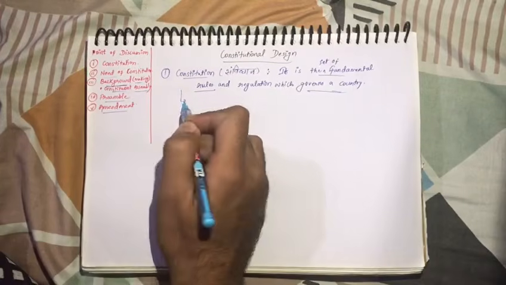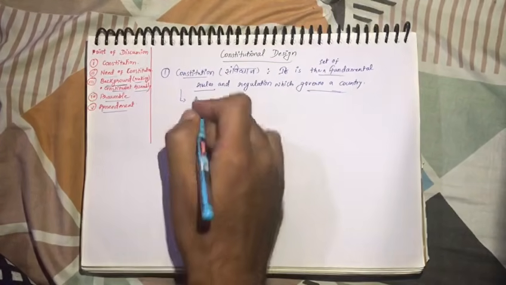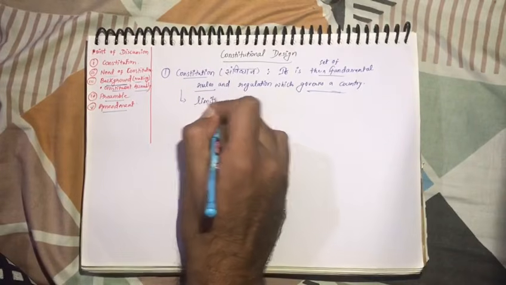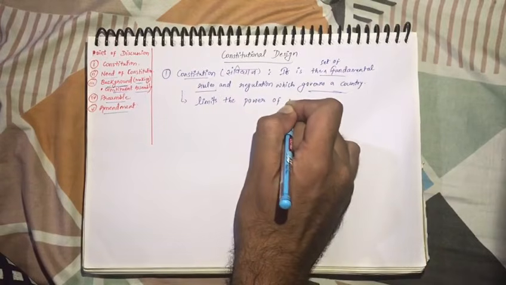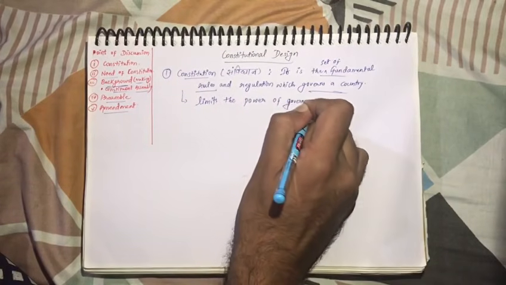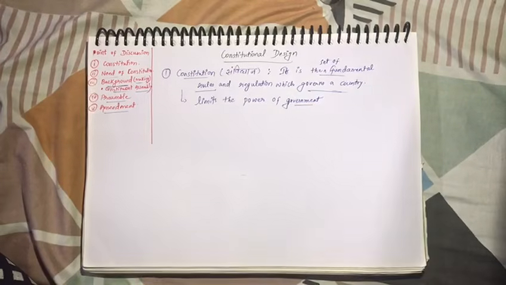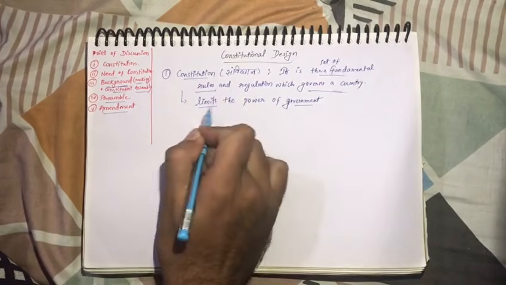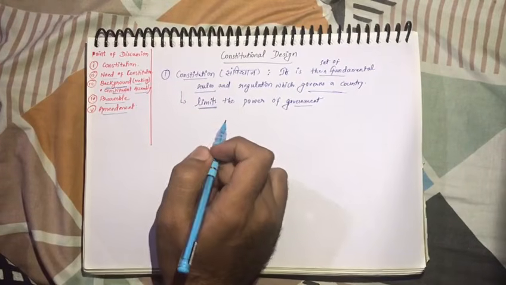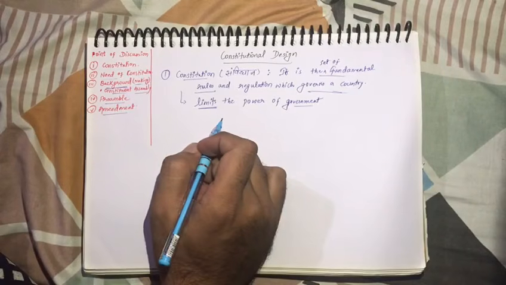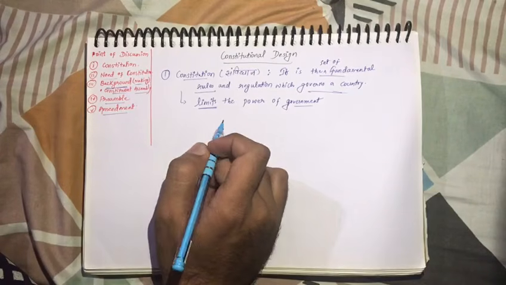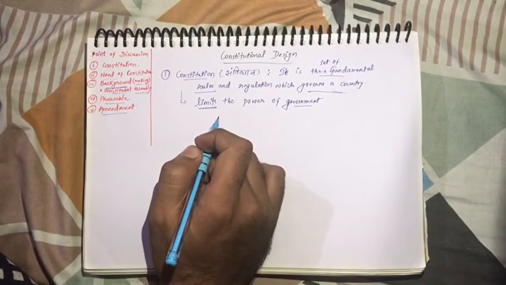The very important role that the constitution plays is that it limits the power of the government. What does it mean? Look, the government has all the power to govern the country. The government has kind of unlimited power if there is no constitution, but the constitution has the role of limiting the power of the government. If we do not limit the power of any government or any person, he will enjoy unlimited power, he will do many things which should not be done. So this is about the constitution.